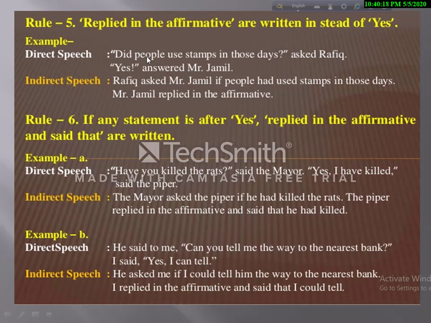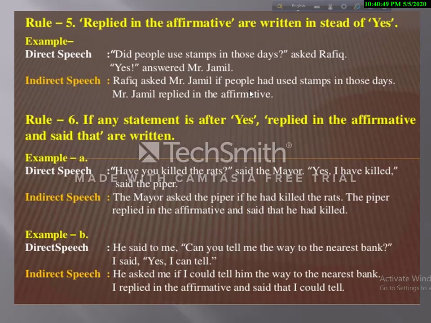Let us have an example. Did people use stamps in those days? asked Rafiq. Yes, answered Mr. Jamil. Rafiq asked Mr. Jamil if people had used stamps in those days. Mr. Jamil replied in the affirmative. Okay, so here instead of yes, we have written replied in the affirmative.